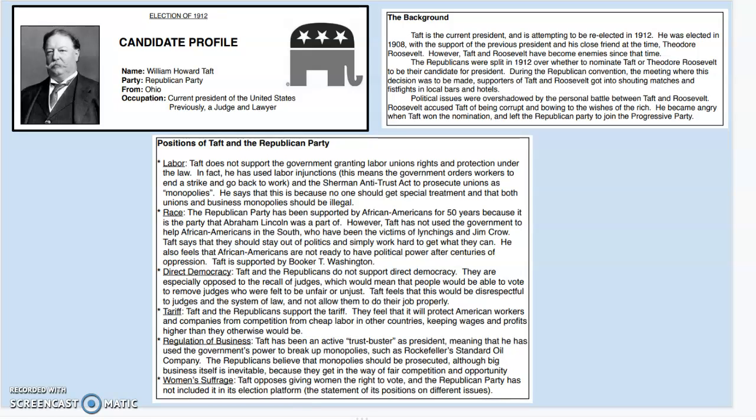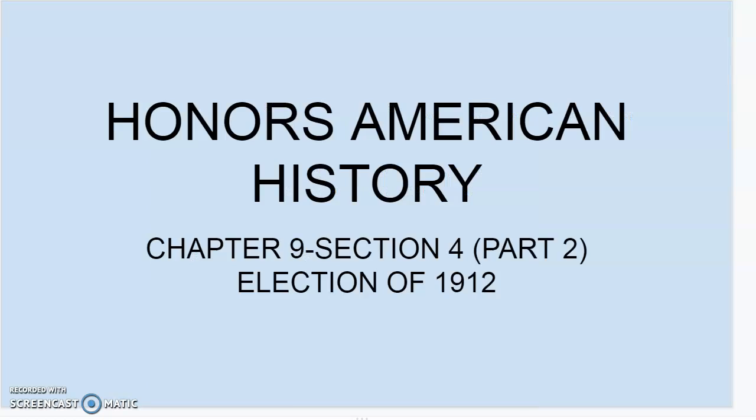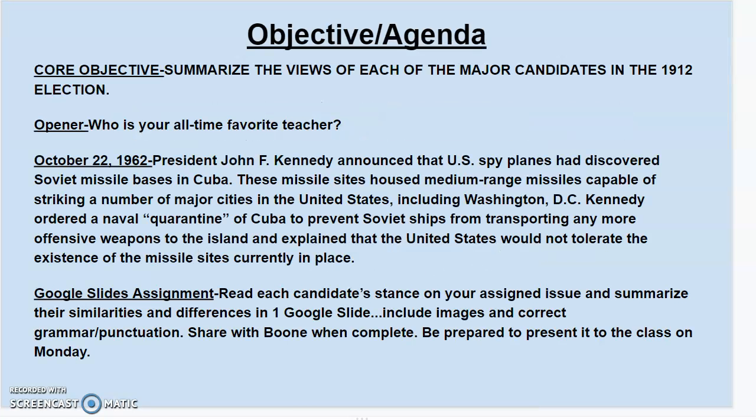So that's the 1912 election issues, and that was, I think, October 22nd is when that first was brought up and assigned. It's 22nd, 23rd is when we did it. So read each candidate's stance and the assigned issues, summarize their similarities and differences in a Google slide, include images and correct grammar and punctuation, and we shared it with the class. This was a Friday, so that next Monday.